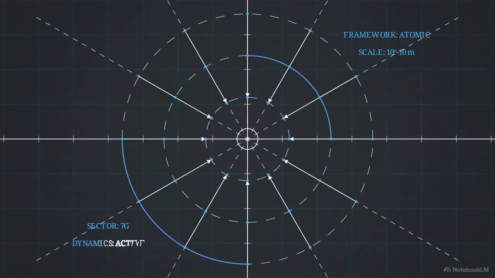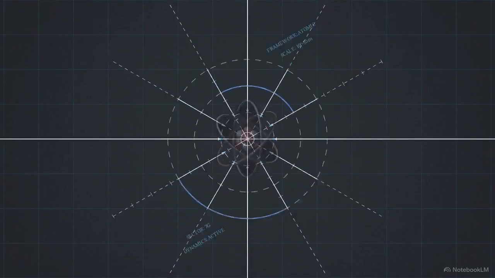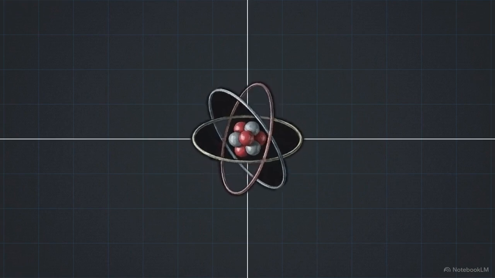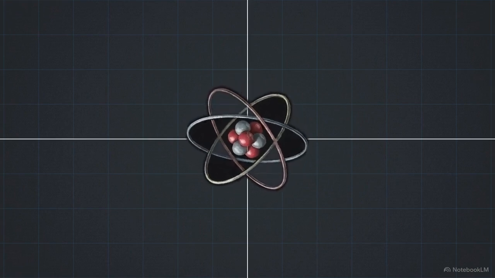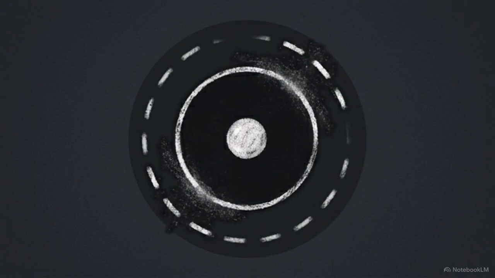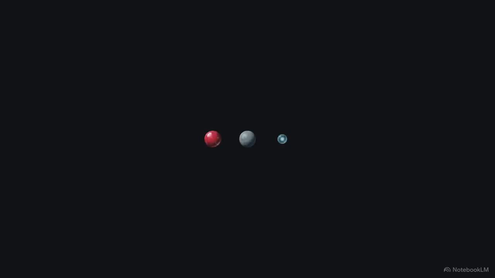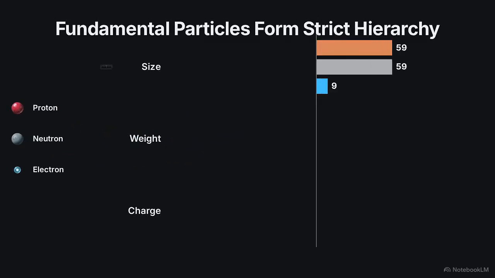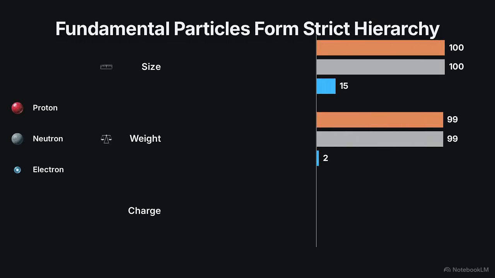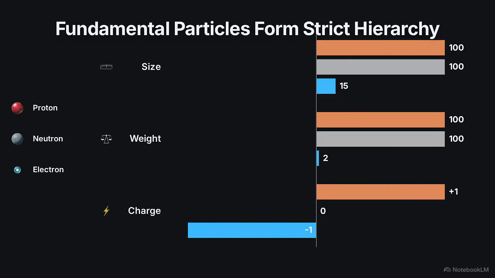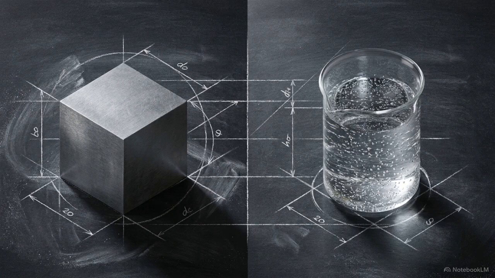Every piece of tangible matter is actually constructed from a dynamic, microscopic blueprint. We call it the atom. An atom is composed almost entirely of empty space. Within that void, you will find only 3 distinct subatomic pieces, known as the fundamental particles. These 3 particles are organized into a strict hierarchy of size, weight, and electrical charge, a specific arrangement that defines how different types of matter behave.